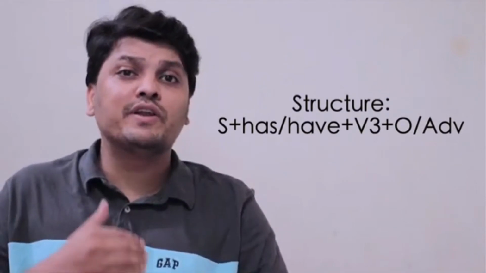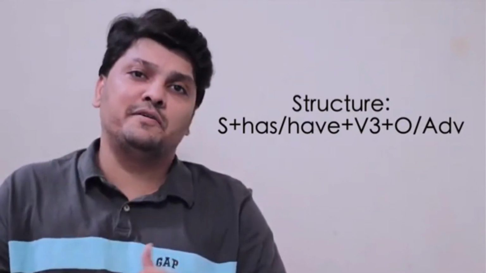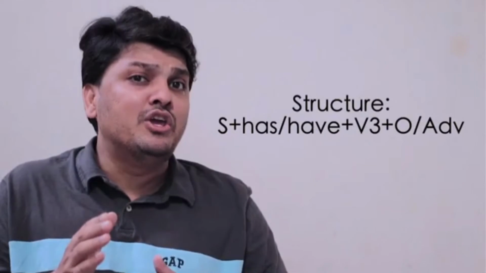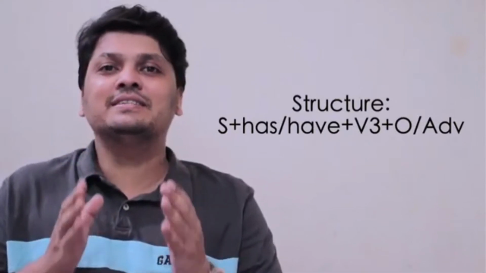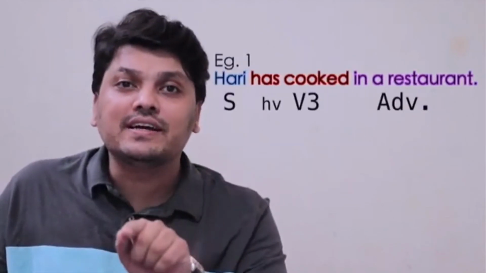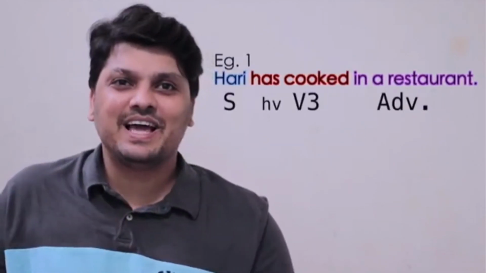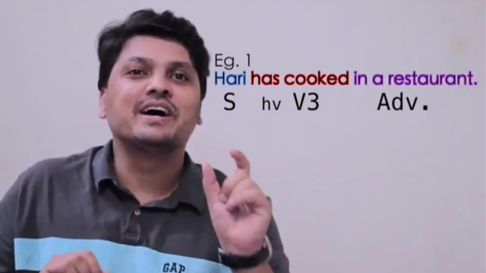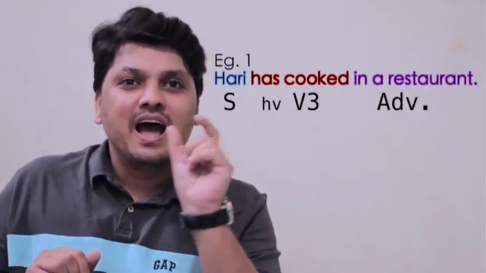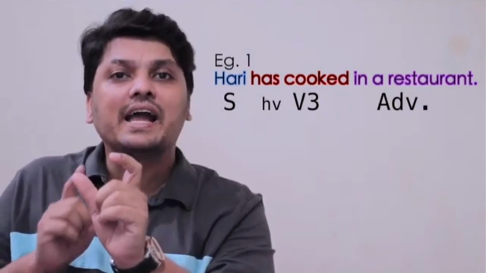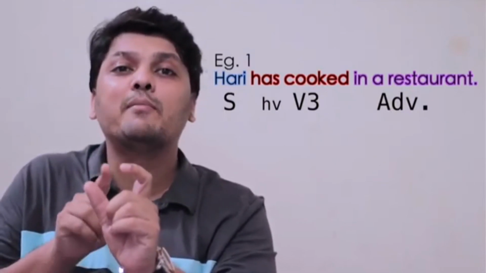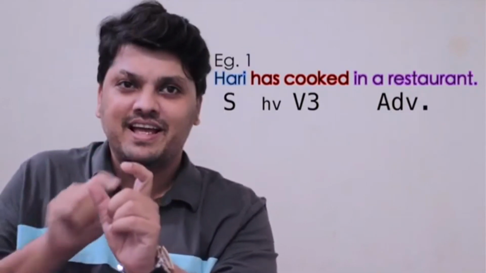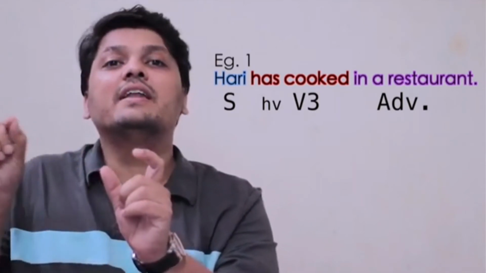Has will be used when your subject is singular, and have will be used when your subject is plural. Like, Hari has cooked in a restaurant. See, I have used has over here because Hari is singular. Hari has cooked. I turned the verb into V3 form, cooked, ed. Hari has cooked in a restaurant.